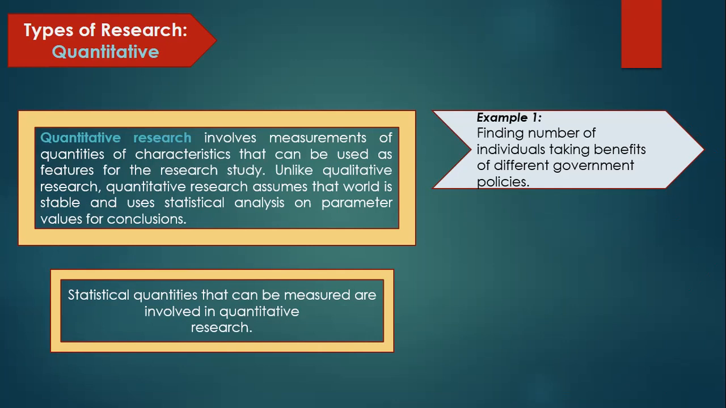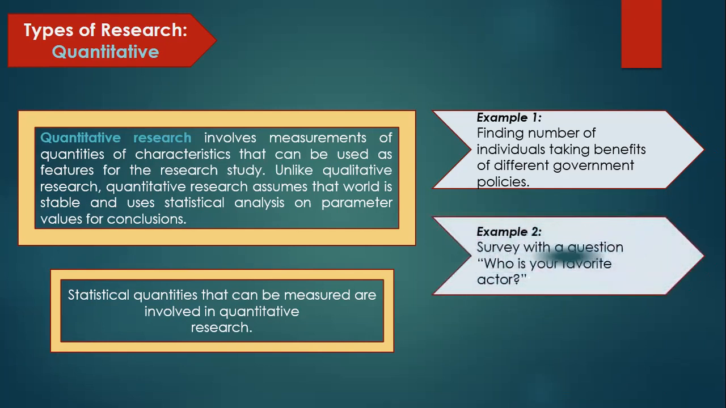So it's quantified. The next example is a survey with a question: who is your favorite actor? You will not say my favorite actor is a secret, because it's not counted. So my favorite actor is like James Watt, my favorite actor is Kenneth Boyles. You have to count who your favorite actors are. It's measured, it's counted, and it is recorded.